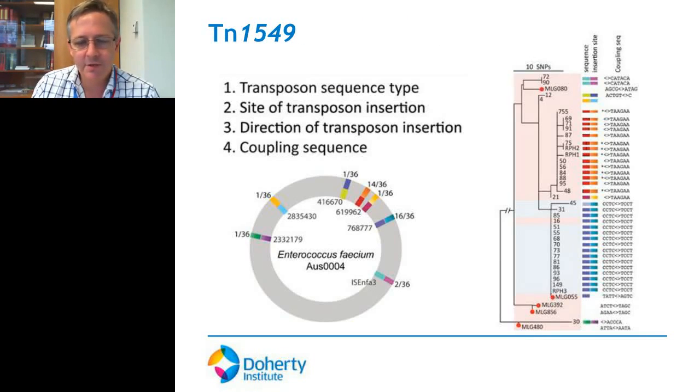And so what we did is we used the genome sequences to understand the resistance element. This slide here summarizes the characteristics of the transposon that carries the VAN-B resistance element. We were looking at whether the sequence of the transposon was different. We also looked at the site that the transposon inserted into the genome of the VRE, the direction it was inserted, and also what the coupling sequence was around it. And this tree here is one that's just based on the transposon sequence, not on the whole bacterial genome, but just on the sequence of the transposon.